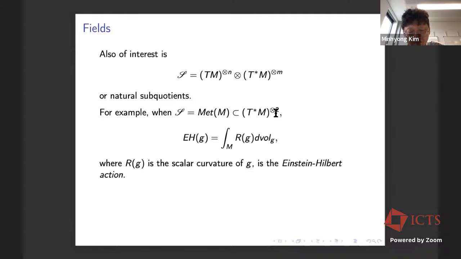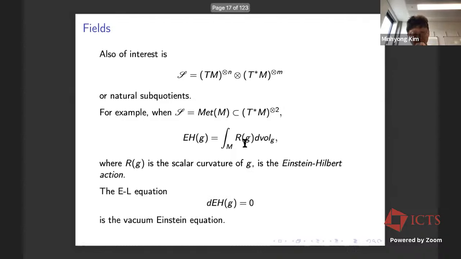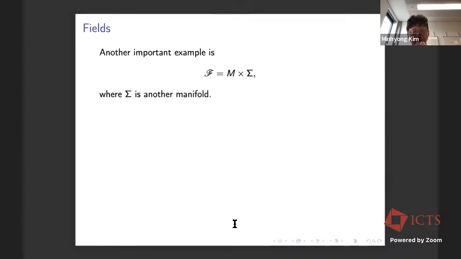In that case, there's a very famous action which starts with a metric, takes the scalar curvature, and integrates it over the manifold, and this is called the Einstein-Hilbert action, whose critical points exactly give you the vacuum Einstein equations. This is again just to give you a basic feeling for fields and actions.